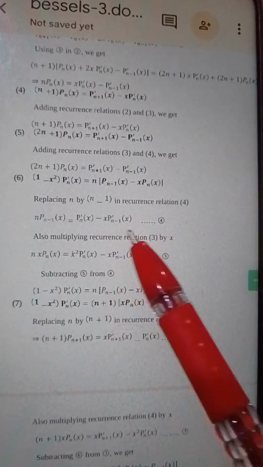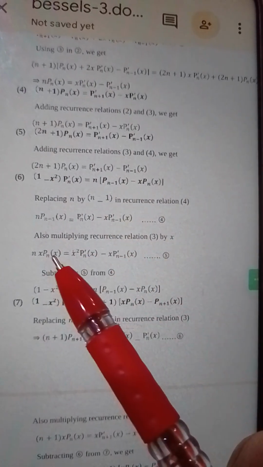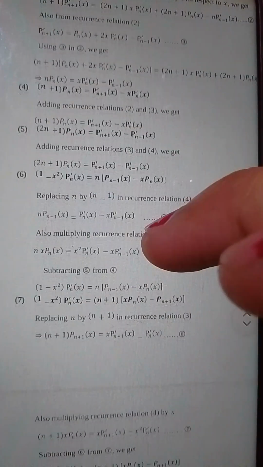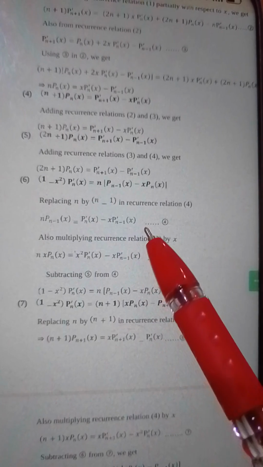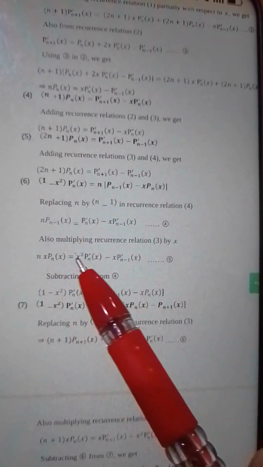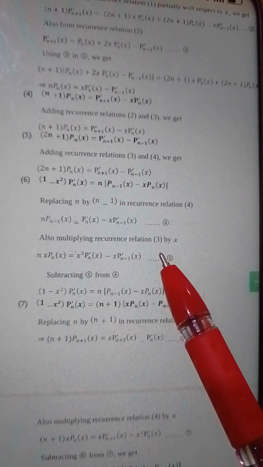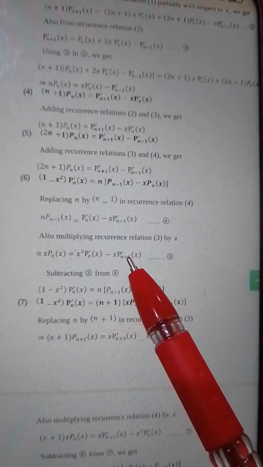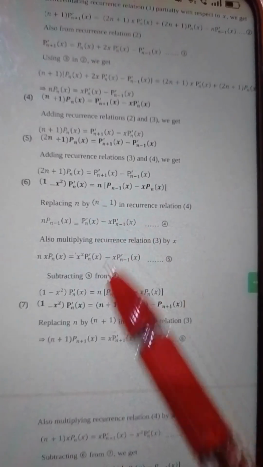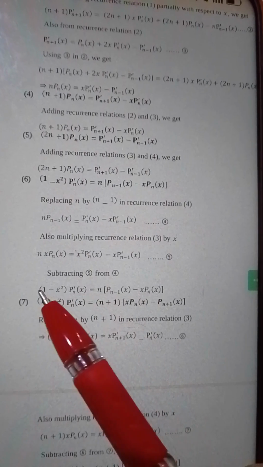Third recurrence relation, what did we multiply it by? By x. So this is our third recurrence relation, we have multiplied it by x. Okay, multiply recurrence relation third by x. So you will get this. Subtracting these two, subtracting step 5 and step 4, we will get our sixth recurrence relation.